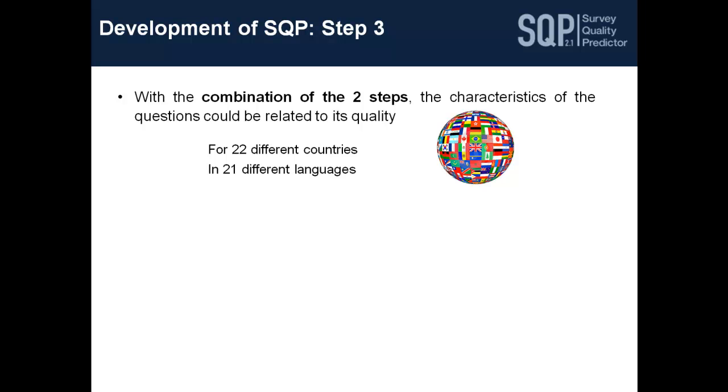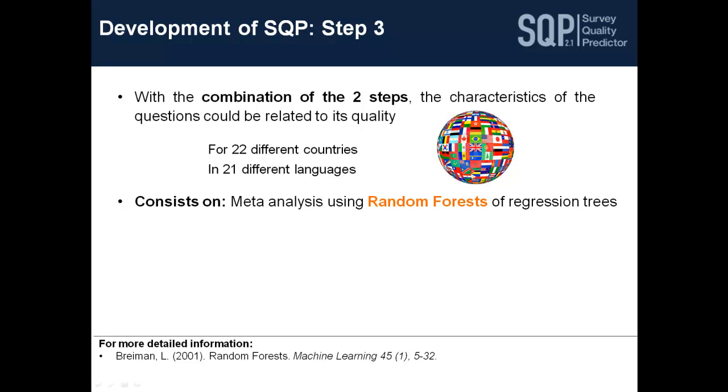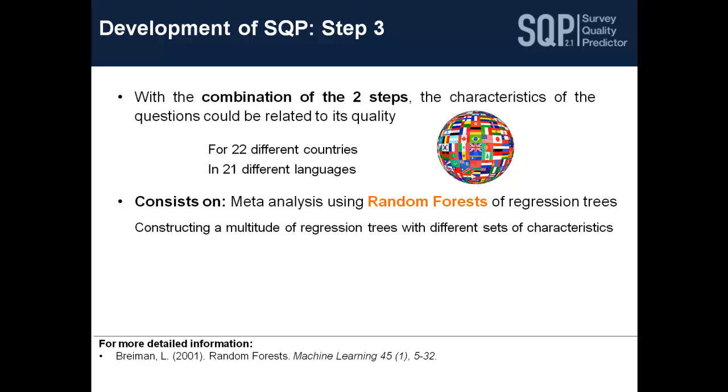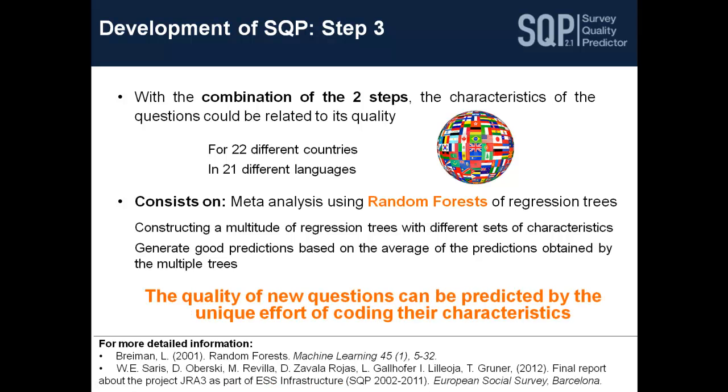Then, in order to be able to predict the quality of new survey questions, a meta-analysis using random forests of regression trees proposed by Breiman was adapted to SQP 2.0 by Oberski and Saris. This approach was based on constructing multiple regression trees, each with different sets of characteristics that were maximally different depending on the reliability and validity estimates. It generated good predictions based on the average of the multiple predictions obtained by the random forest of regression trees. After all this research, the program SQP 2.0 appeared in 2012 and since then, the quality of new survey questions can be predicted by coding their characteristics.